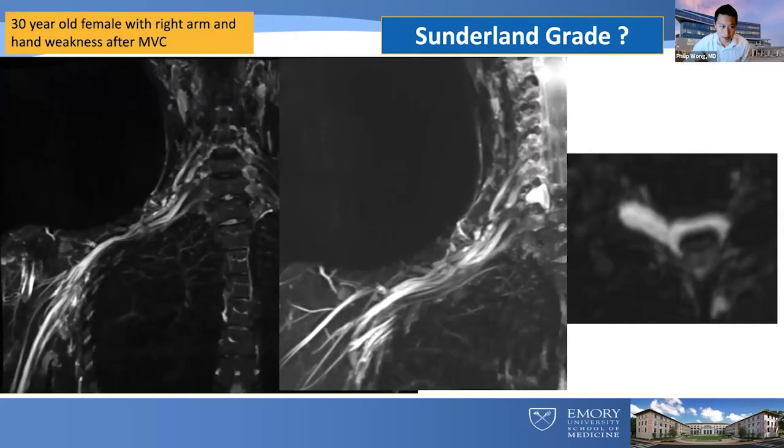And this is a 30-year-old female with right arm and hand weakness after a motor vehicle crash. And so, how would you grade this one? Going to give you a minute to look at it. Focus your attention on this area here.